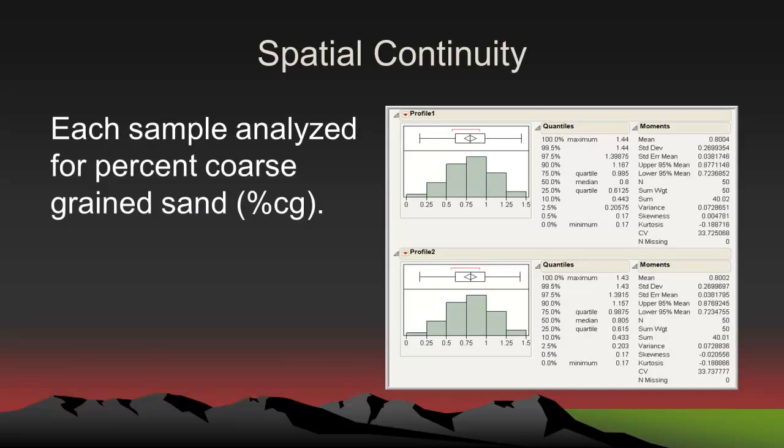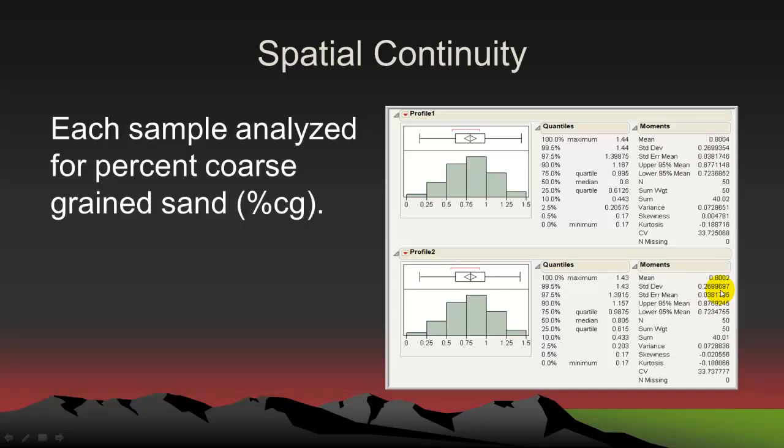There were 50 samples from each stream, and when we received these from the laboratory, one of the first things we did was look at the statistics of each set of samples. So here we see the mean for profile number 1. The mean percentage of coarse-grained sand is 0.8, and for profile 2 it is also 0.8. The next thing we're interested in is the variability, or the standard deviation. We look at profile 1, it's 0.269. For profile 2, it's also 0.269.